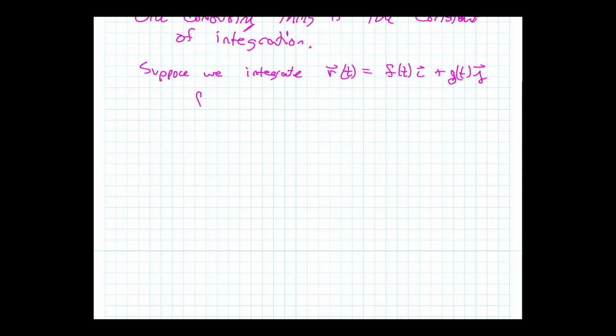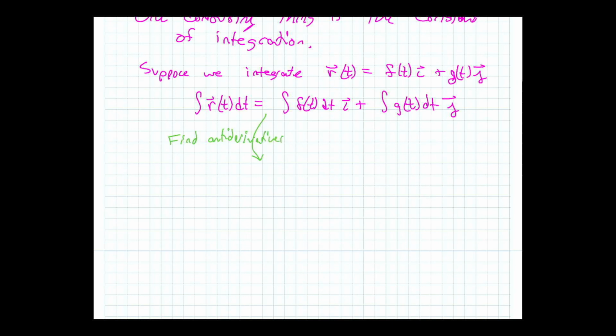You know that the indefinite integral of r is going to be the integral of f of t dt i plus the integral of g of t dt j, right? So you just do those integrals there. But so you find antiderivatives, right? Do you know how to do integrals? I'm just going to call them capital F and G. That makes sense, right?